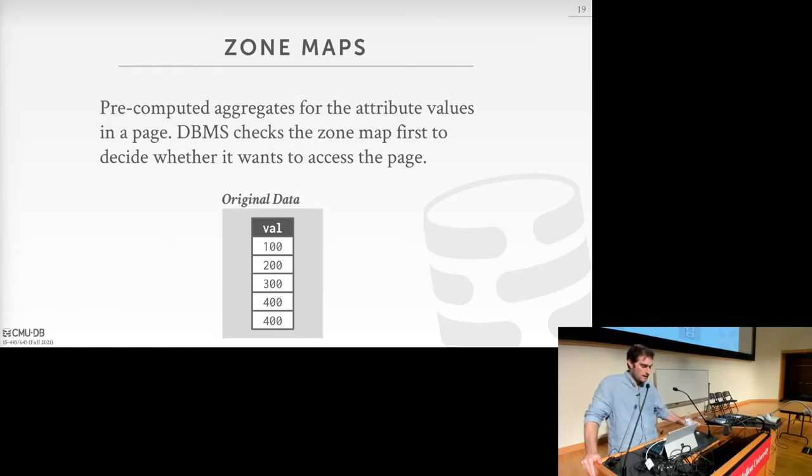So let's start with zone maps. A zone map, sometimes you might see it called a small materialized aggregate, SMA, but as far as I know, everyone colloquially calls it zone maps. I don't know if it's trademarked by Oracle or something, but that might be why it doesn't show up in formal documentation. Basically, it's pre-computed aggregates for the attribute values in a page. So you're looking at all the attribute values in a page and pre-computing some kind of aggregates about it, so you don't necessarily have to access the page. You can check and decide whether or not you want to access the page before you have to go and get it.